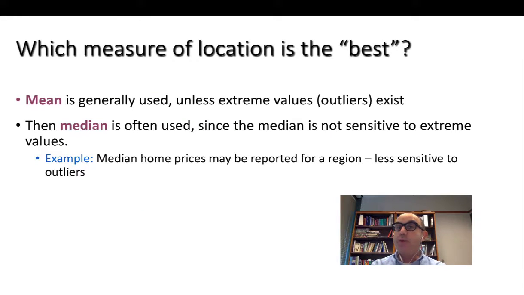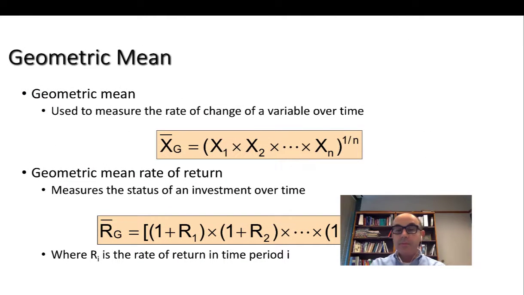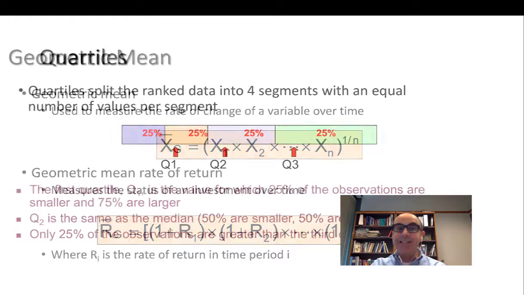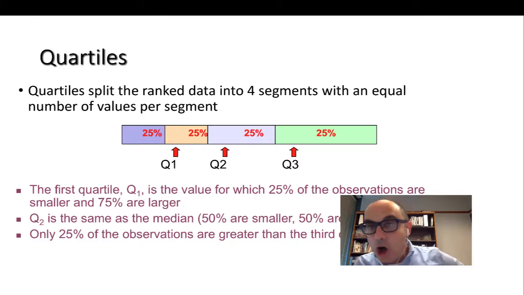So which measurement of location is the best? The mean is generally used unless extreme values exist. The median is also often used since it's not sensitive to extreme values. The geometric mean is more precise, and we will see about that later on when we start using open source R. Another way for us to quantify the data is called quartiles.